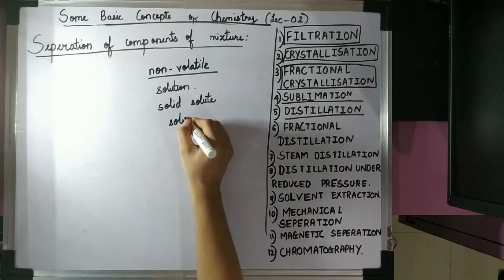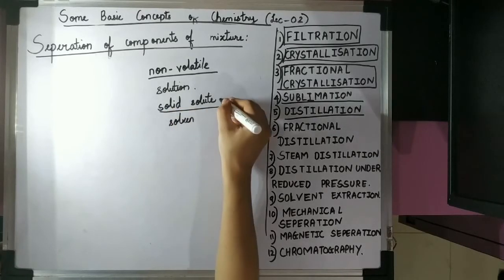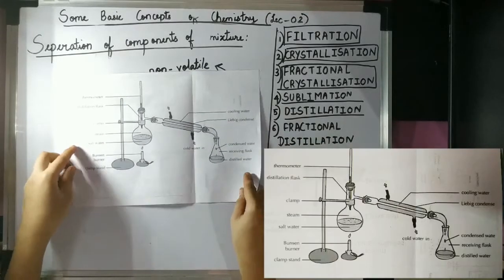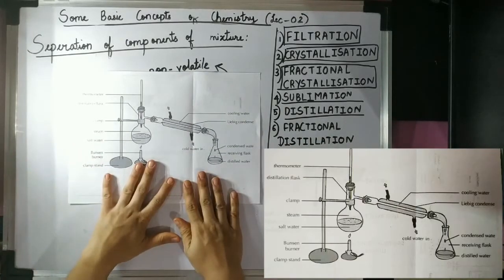Now this solid solute, what should its property be? It should be non-volatile. If it is non-volatile, then it can be separated by distillation, in which we are heating and cooling the vapors. A very important technique used for separation of salt on the seashores is distillation.